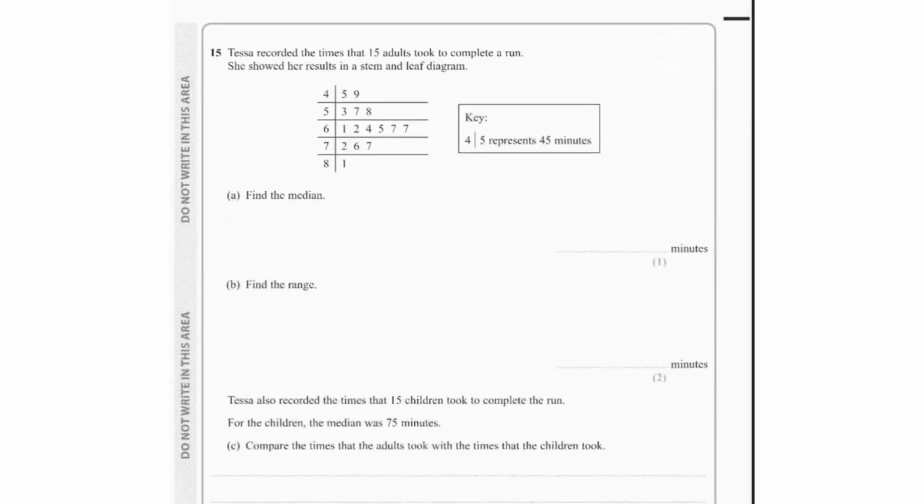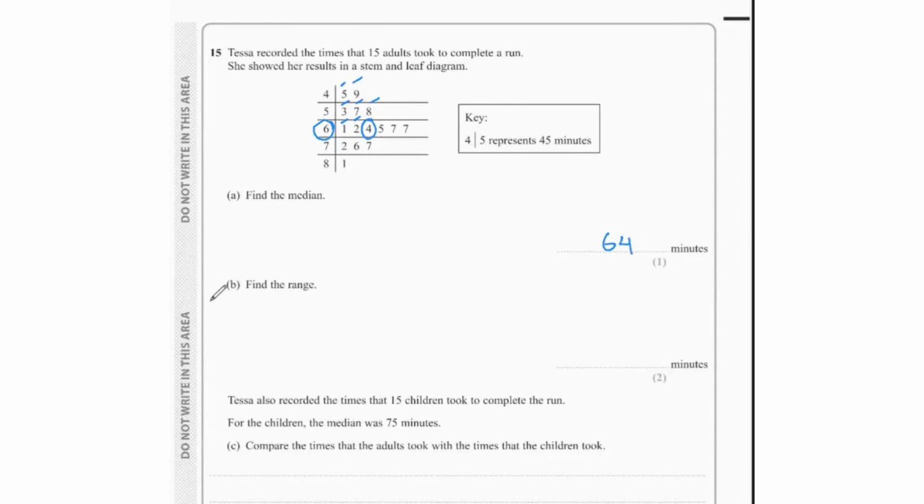Question 15 says, Tessa recorded the times that 15 adults took to complete a run. She showed her results in a stem and leaf diagram. Find the median. Now, median is your middle value. There are 15 adults, which means the middle value is going to be the 8th value. So this is the 1st, 2nd, 3rd, 4th, 5th, 6th, 7th, 8th. The key is that the number on the left-hand side of the line is the tens, and the number on the right-hand side is the units. So 64 minutes is our median.